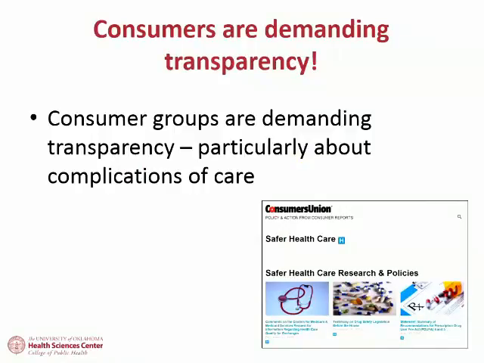The last thing I wanted to highlight is that consumer groups now are completely demanding transparency. I do a lot of work with the Consumers Union, and they are absolutely demanding that quality data be in the public domain. So you're going to hear about it more and more, but truly for the rest of your career when you're in practice, data about the quality of care that you give and the cost of your care will be in the public domain. So just expect that.